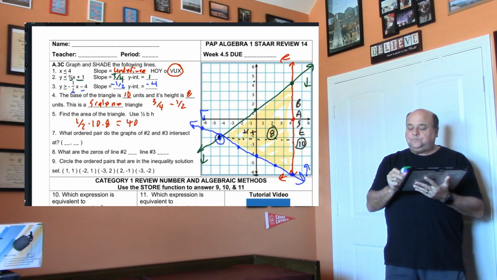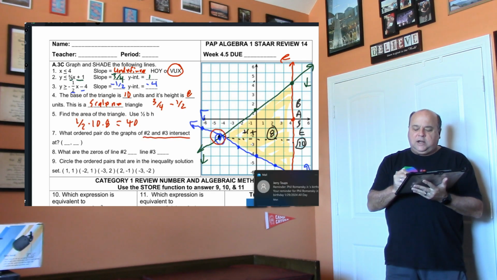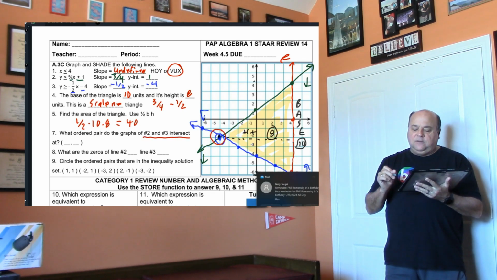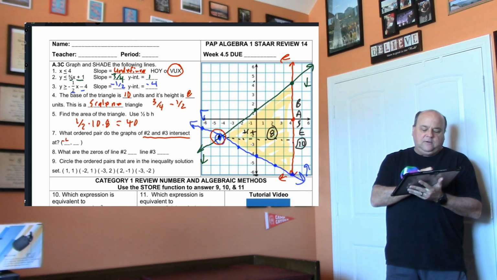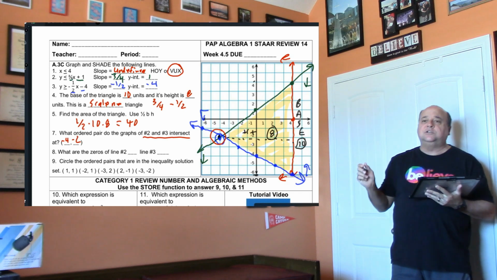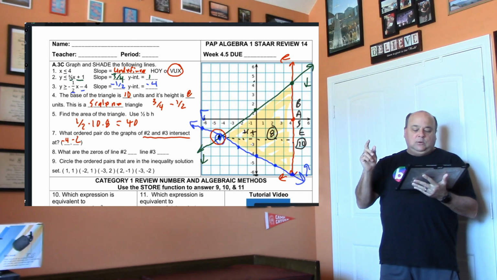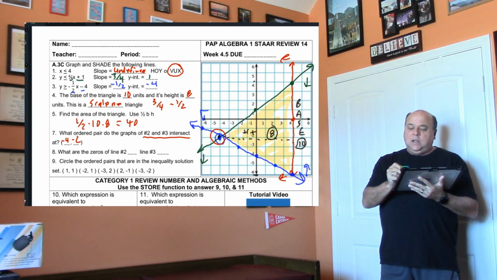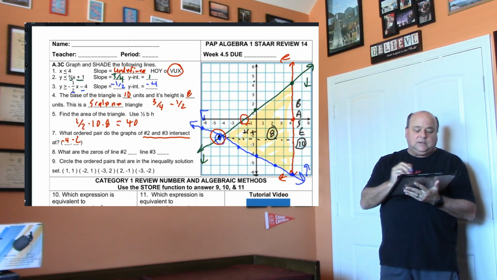Keep going on. Where do lines 2 and 3 intersect? Right here, which is -4, -2. Okay? So -4, -2 is where they intersect. And then what are the zeros of line 2 and line 3? This right here is going to be a fraction, okay? That would be the 0. Let's find out what the 0 of that is.